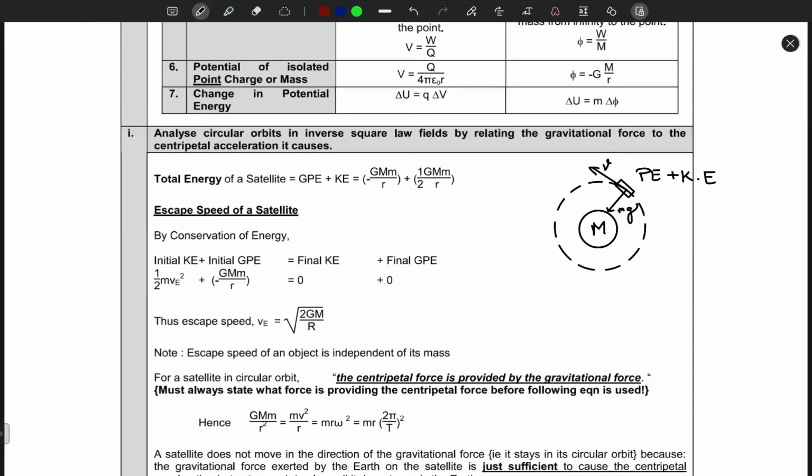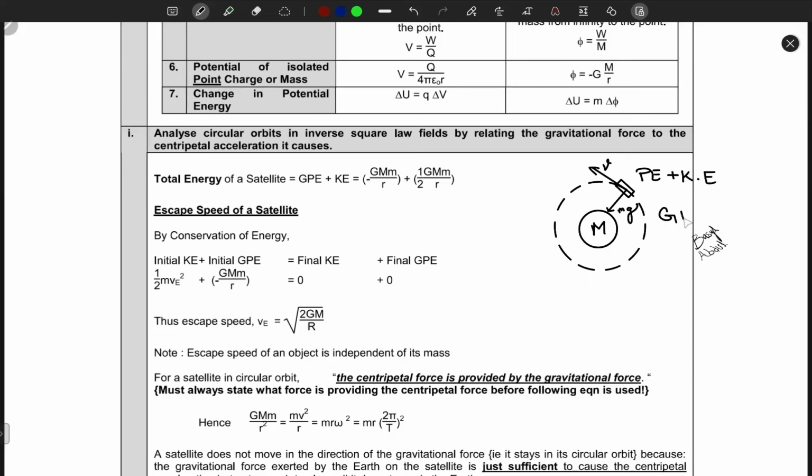Right. So you can also talk in terms of forces. What force would be providing the centripetal force to this satellite? It would be the force of gravity, right? The force of gravity is providing the centripetal force, which is really the one that is going to keep this satellite in a circular path around the Earth, right?